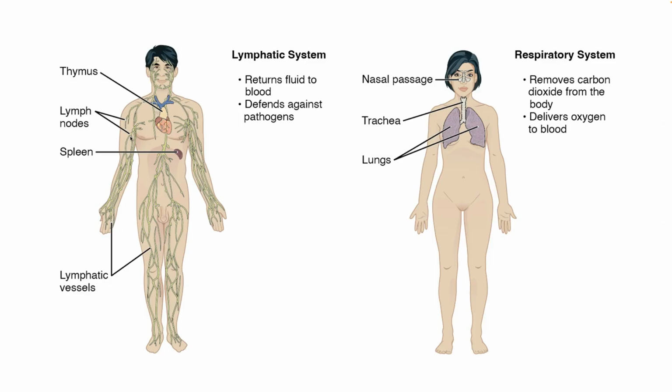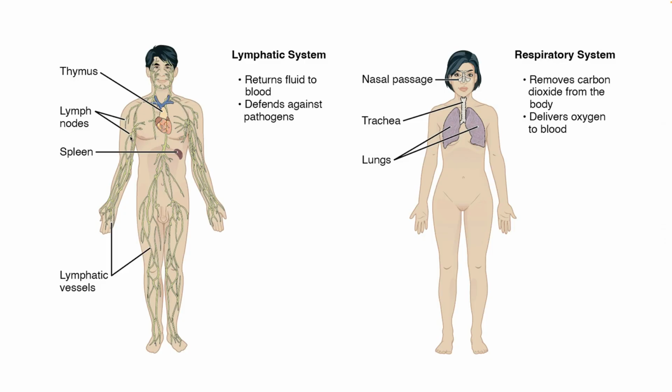The lymphatic system, so these vessels, part of what they do is return tissue fluid back to the blood supply. This is also, we could call it our immune system, because it is what helps us defend ourselves against foreign invaders, bacteria, viruses. And the organs or the structures are the thymus gland, the lymph nodes that are in various areas of our body, the vessels, the lymphatic vessels, and then the spleen.